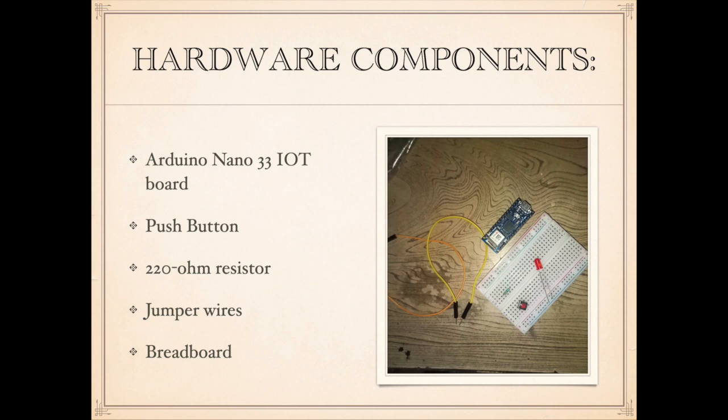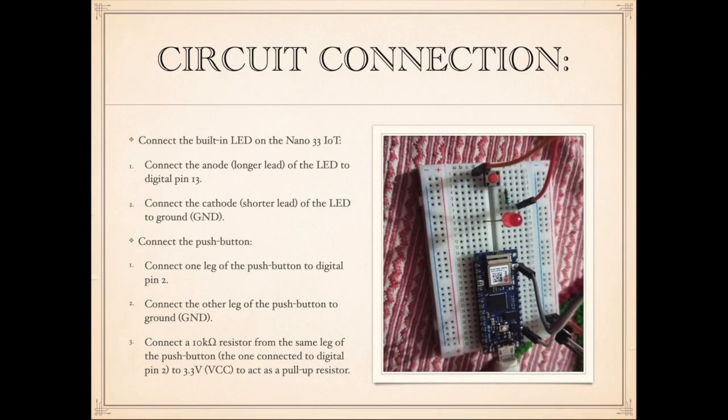And the second part is how we can make a circuit connection with these hardware components. First, step number 1 is to connect the anode of the LED to digital pin 13, and the second step is to connect the cathode of the LED to ground.